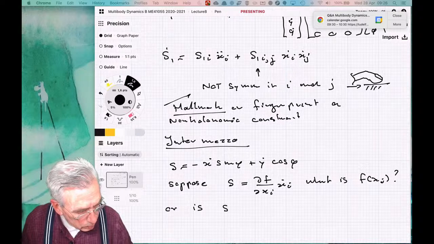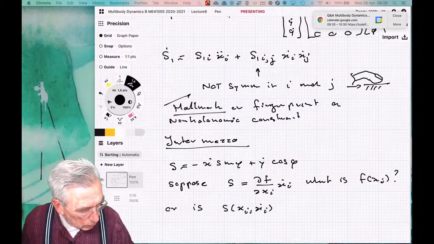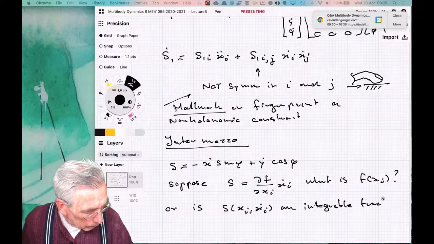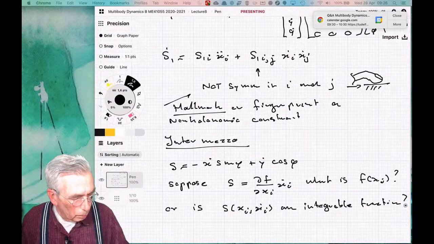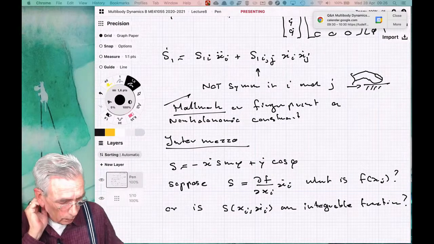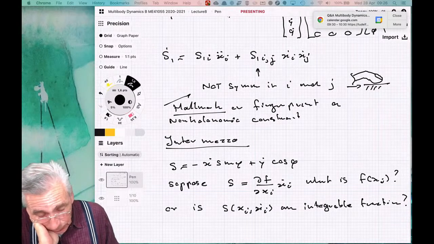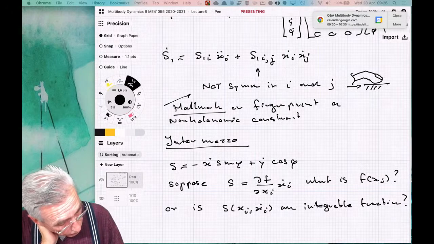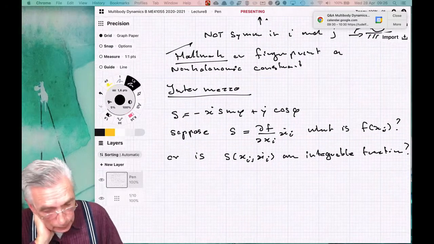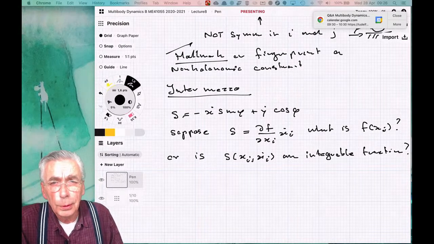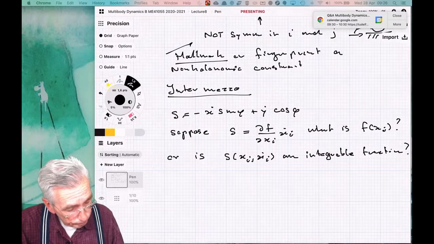Is S_i x dot i an integrable function? So does it have a primitive? This primitive f. Well, we can easily check that, because we just write the partial derivatives and then we integrate, right?